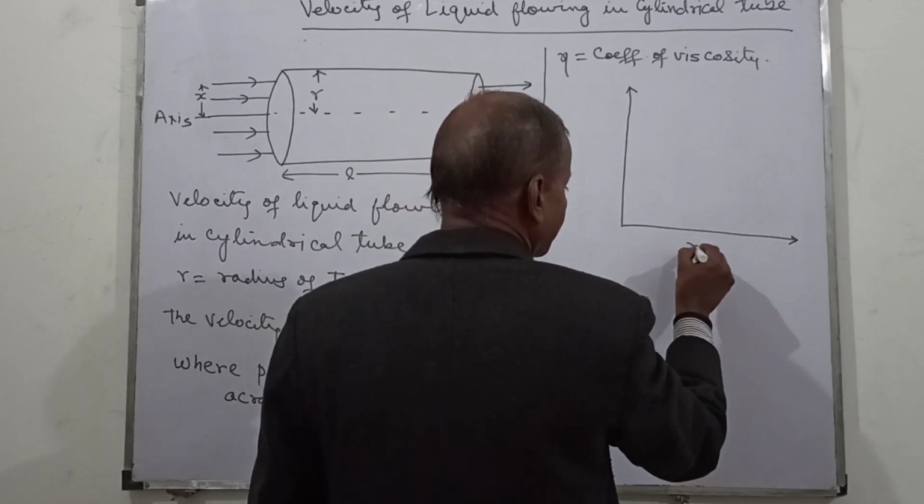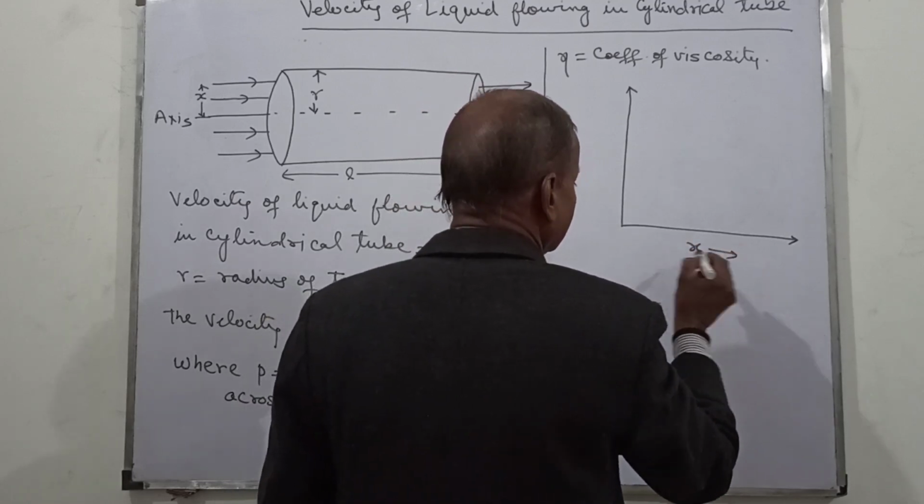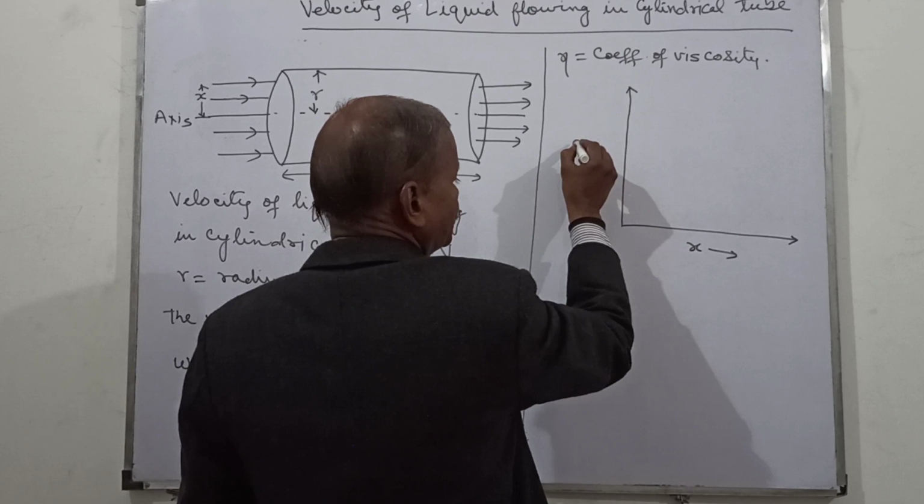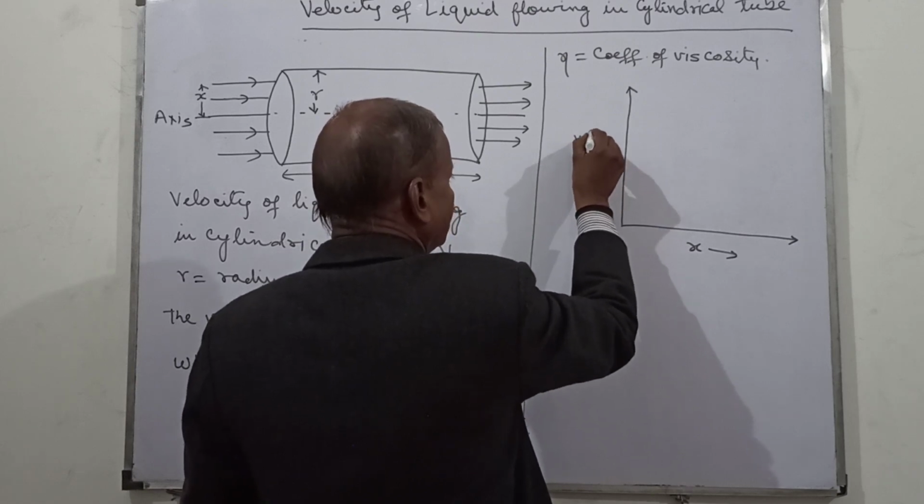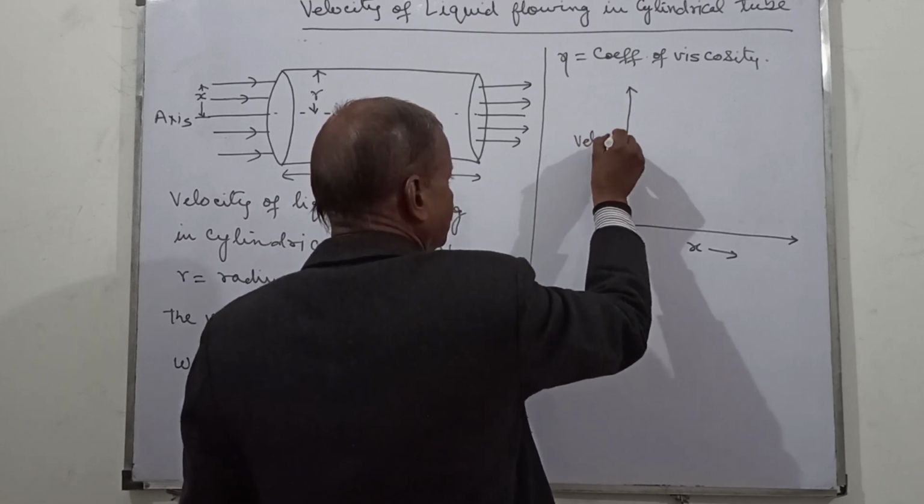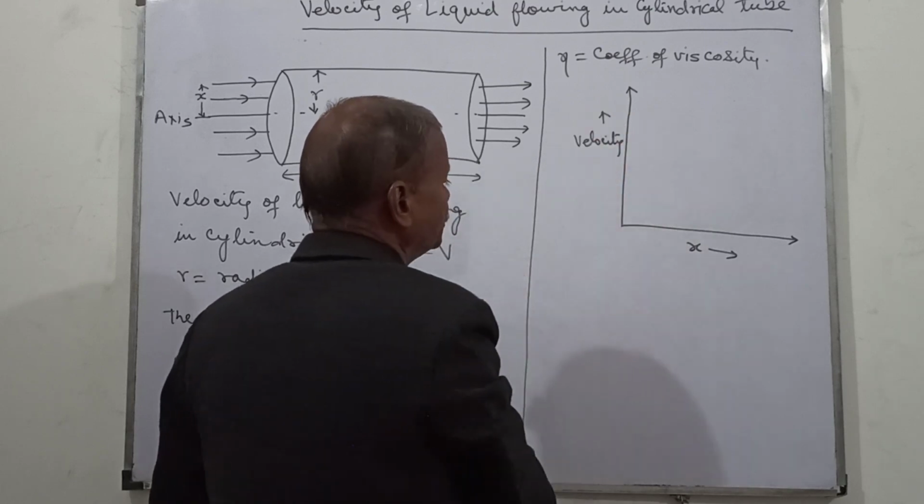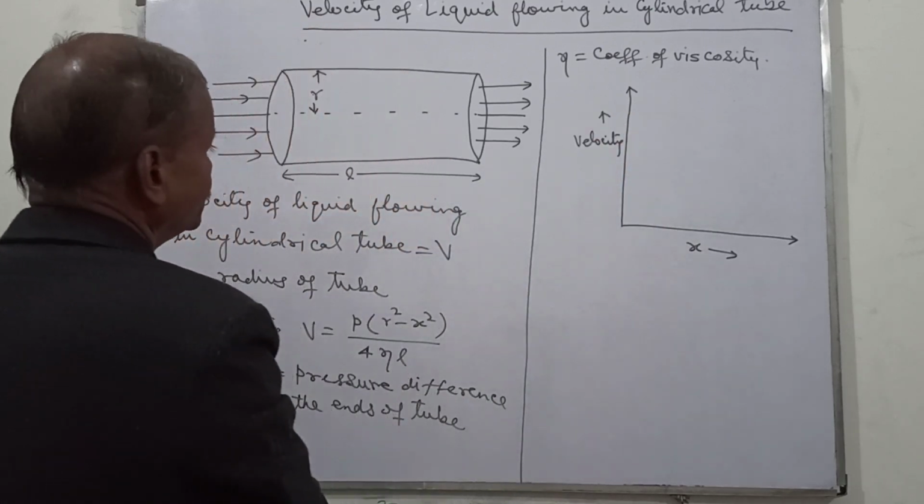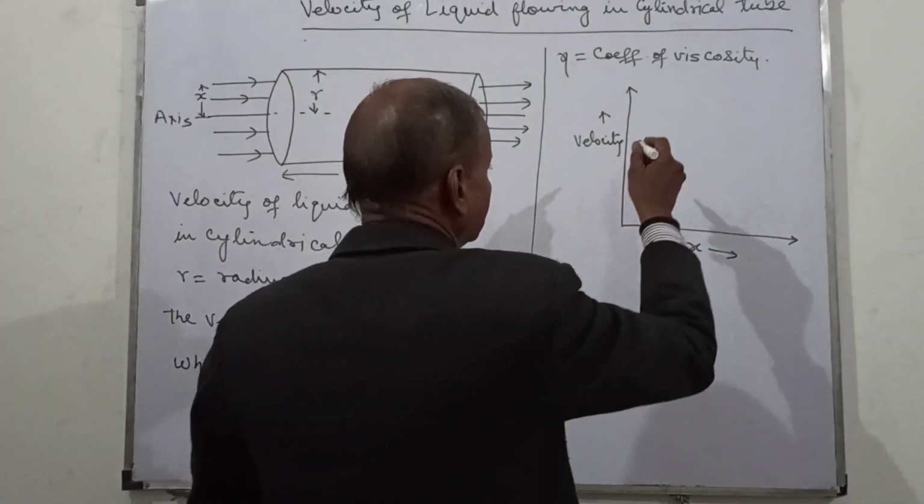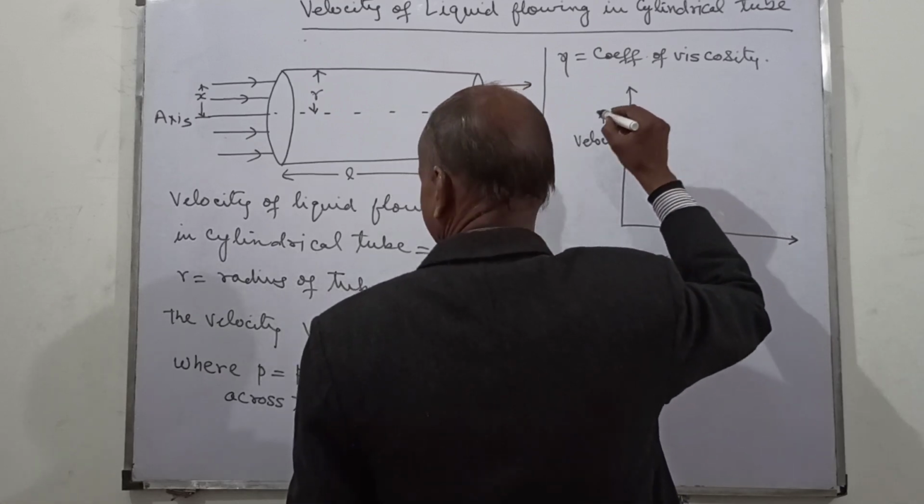This we take now as x here, and this we take as the velocity, the velocity on this side. Then we get the curve like this.